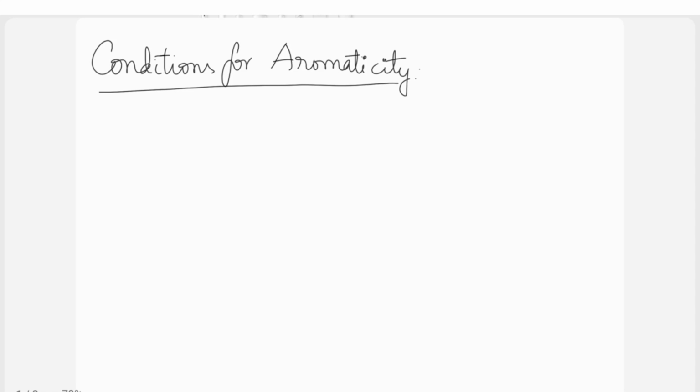We need to know the conditions for aromaticity, because not every organic compound that has carbon and hydrogen in it can be aromatic. We need to look at the conditions to identify which compound is aromatic and which is not. So the first and foremost condition is the compound has to be cyclic, and it has to be planar or nearly planar.